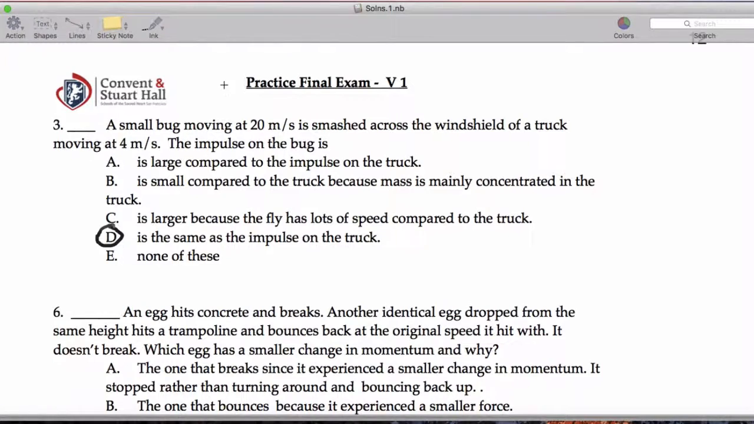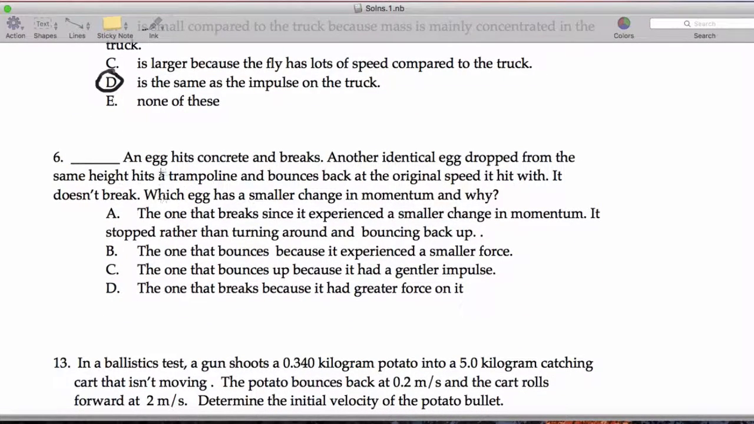Now here. An egg hits concrete and breaks. Another identical egg is dropped from the same height, hits the trampoline, and bounces back at the original speed it hit with. It doesn't break. So, which egg has a smaller change in momentum and why?